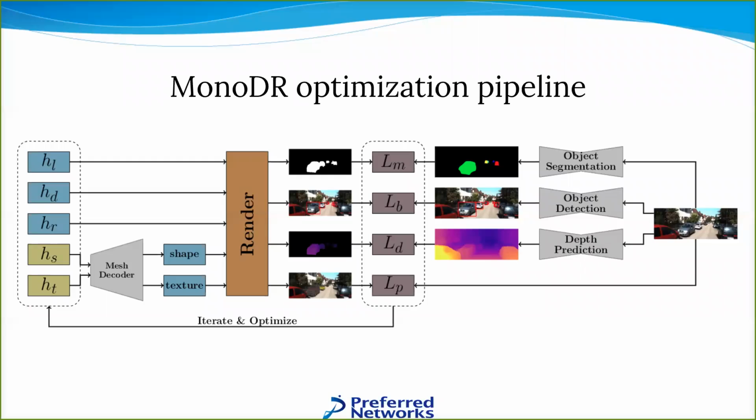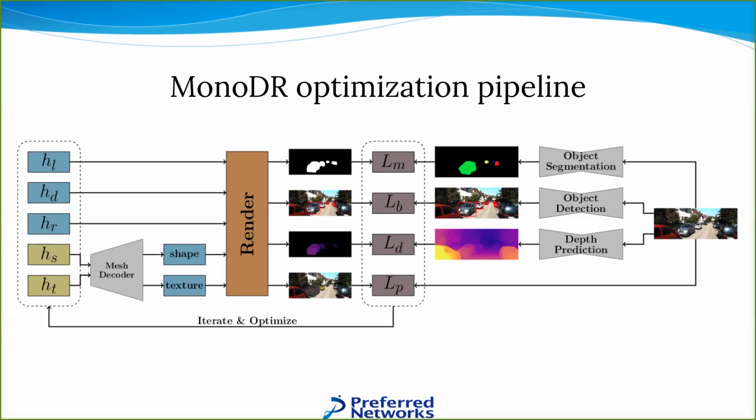We initiate our pipeline with 3 variables for location, dimension, and rotation using uniform distribution. While we don't limit the location and rotation variable ranges, we regress the object's dimension as a deviation from the statistics in the metric scale. 2 other input variables are the latent vectors for shape and texture. They are fed to a mesh decoder to obtain unit scale mesh and texture for each object.